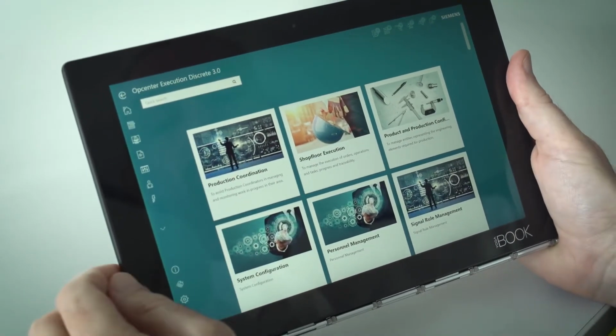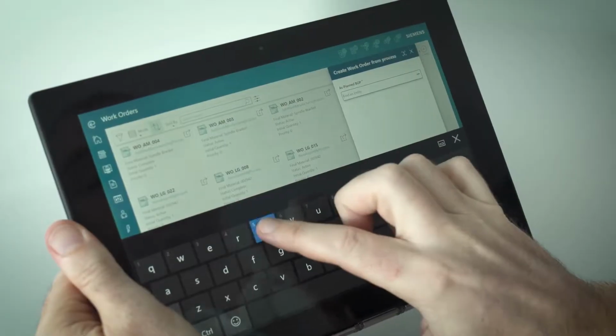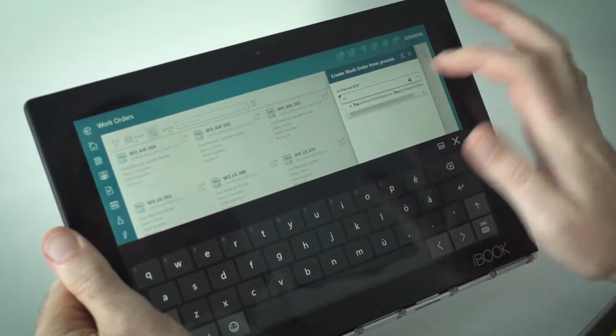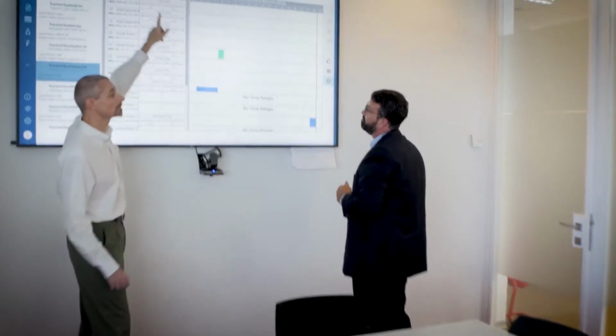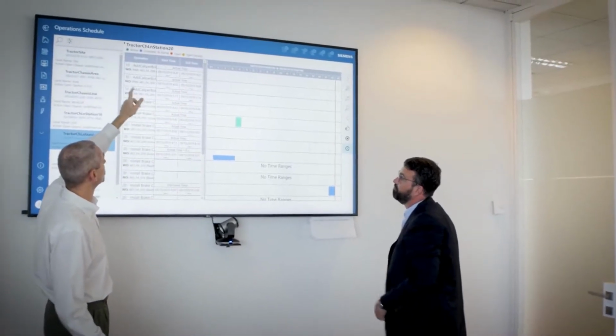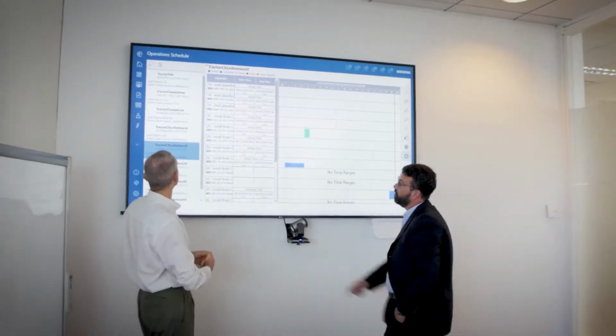When creating work orders, the user can specify the produced quantity and the type of production, whether it is one piece at a time, in batches, or all parts simultaneously. Siemens Opcenter Execution Discrete is fully integrated with our advanced scheduling system, facilitating efficient use of shop floor resources.